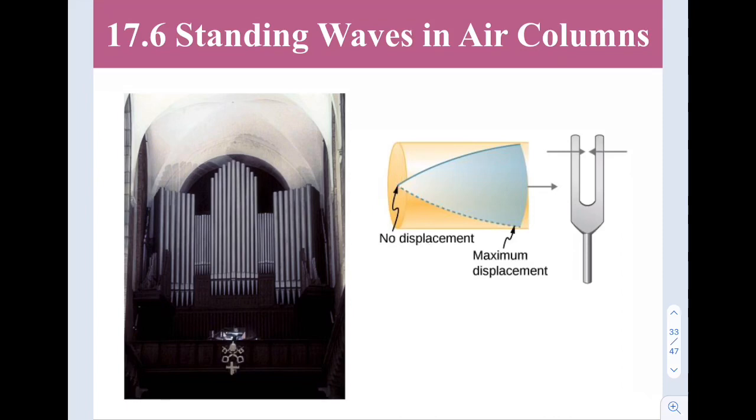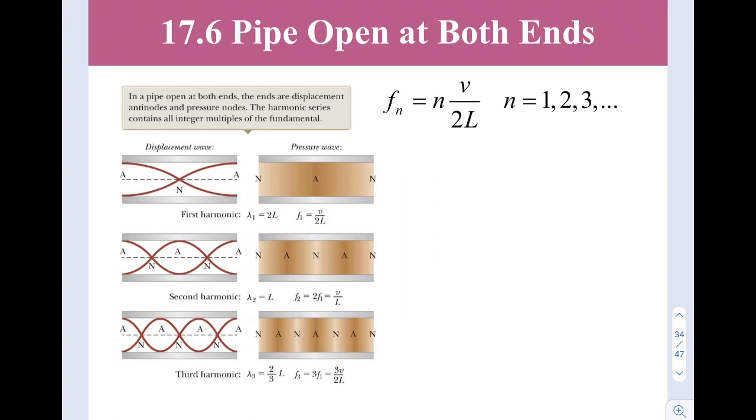The open end of the air column here is approximately a displacement antinode and a pressure node. We can understand why no pressure variation occurs at an open end by noting that the end of the air column here is open to the atmosphere outside. Therefore, the pressure at this end must remain constant at atmospheric pressure. This is figure 17.17, for a pipe open at both ends.